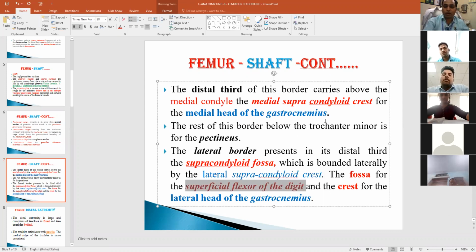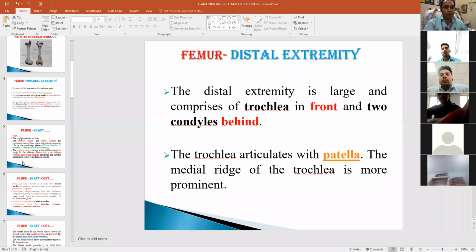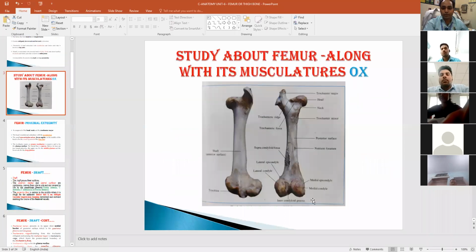And on the rest of this border, below the trochanter minor, there is another muscle that originates from this part. This is for the pectineus muscle. Now, today we will start. We have already completed the previous points in the static class, the day before. Now is the distal extremity. The distal extremity contains the following structures from the point of view of study.